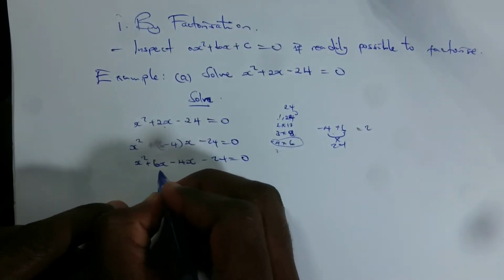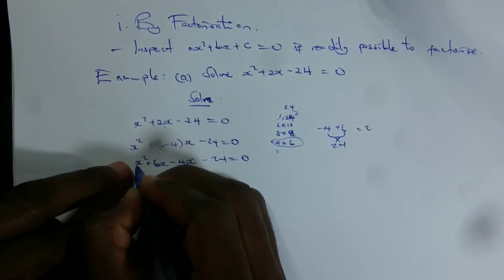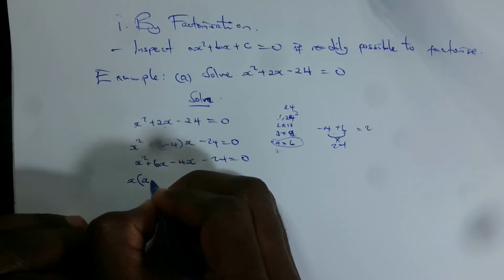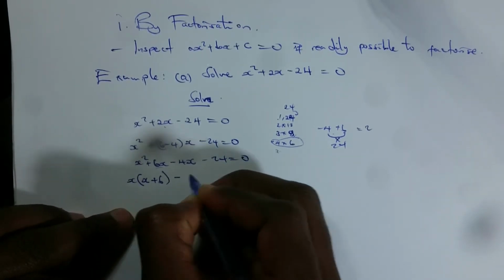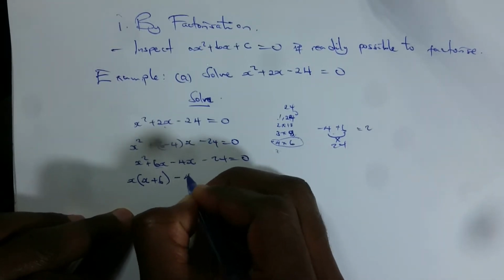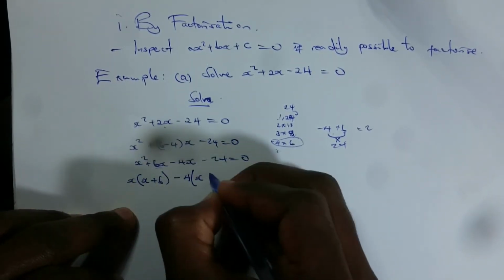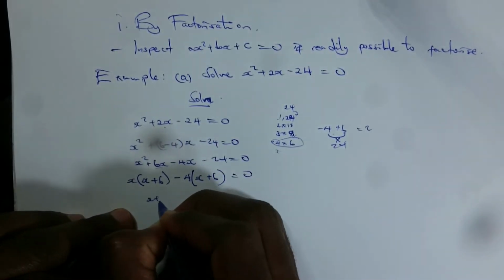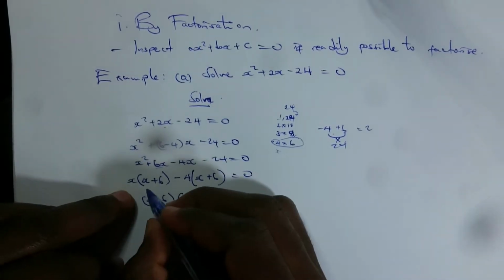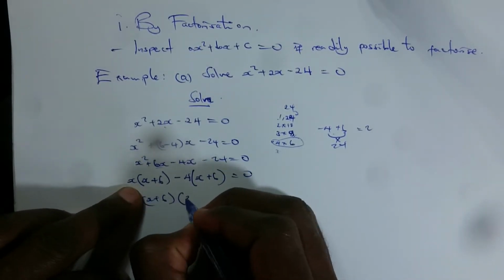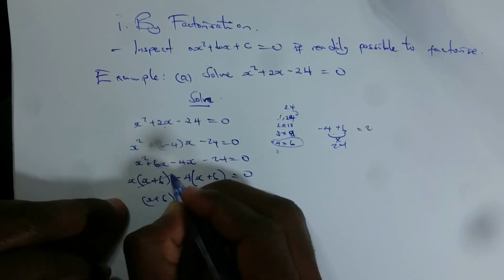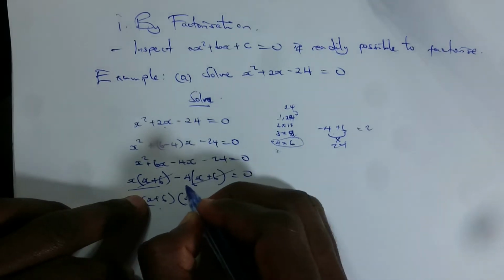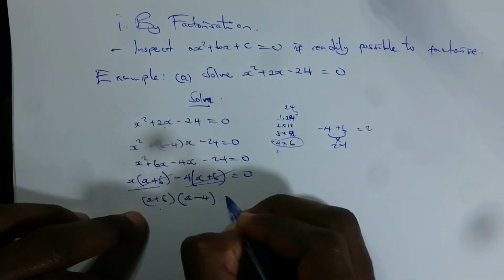Now we factorize. Here we have x common. If you remove x from x squared, you remain with x, then from 6x remains 6. Here we have negative 4 common, so we remain with positive x here, then a positive 6 here, equals 0. So we have x plus 6 common, and here we have x minus 4. If you remove this from this, we remain with x, and if you remove this from this, we remain with minus 4, equals 0.